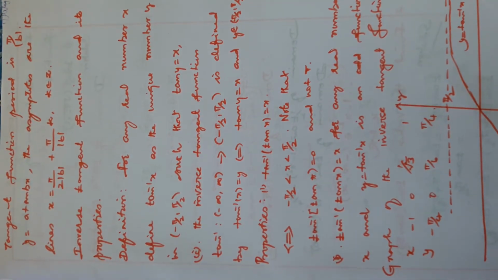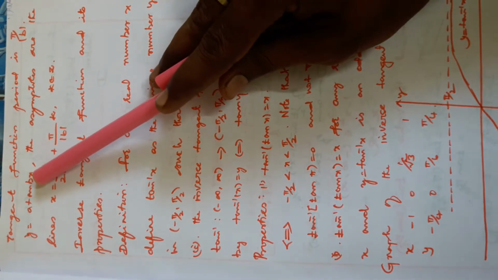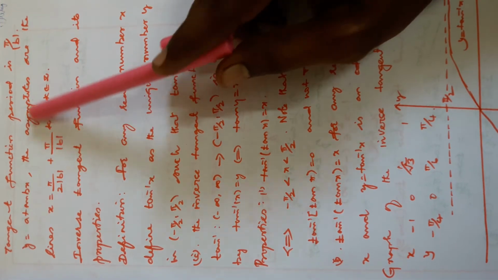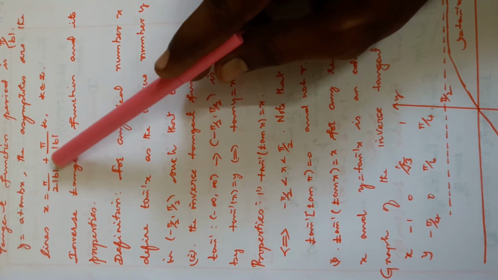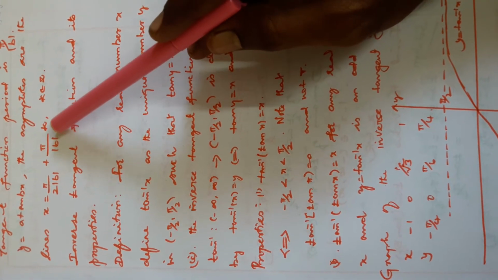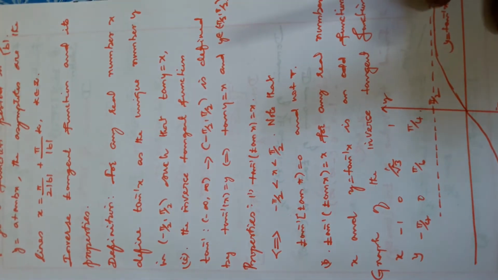Tangent function has a period of pi by modulus of b. So you should know where you have modulus of b, that is, a into tan bx. And the asymptotes are the lines x equal to pi by 2 modulus of b plus k pi by modulus of b, where k belongs to Z. That is called your asymptote lines.